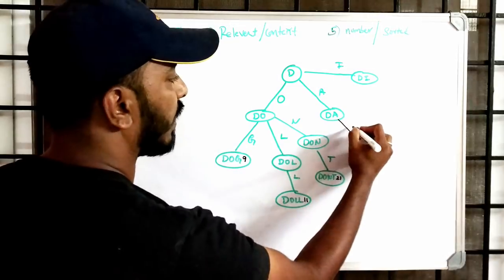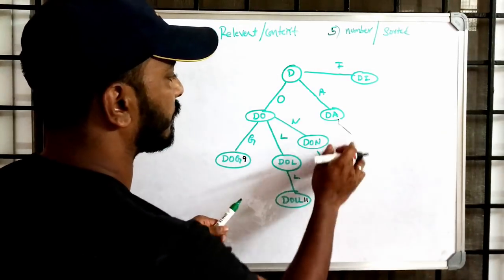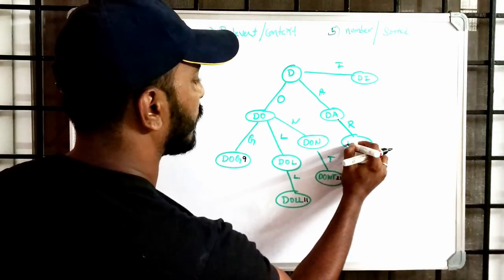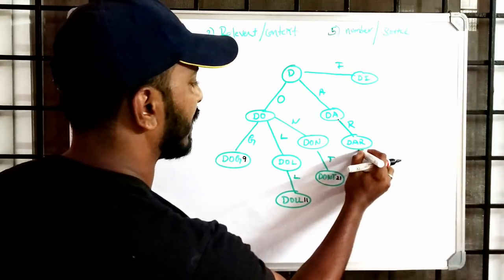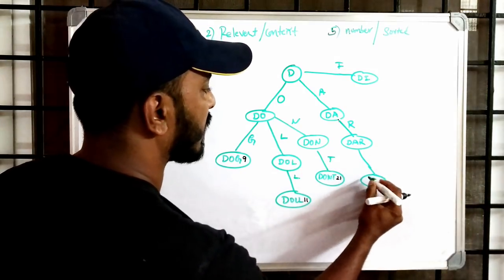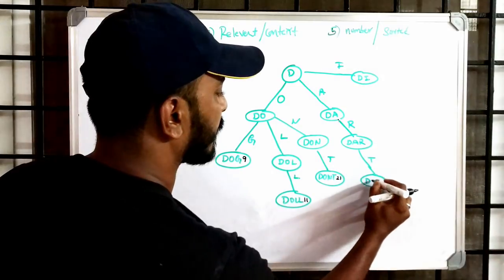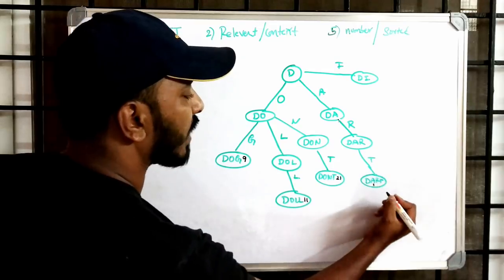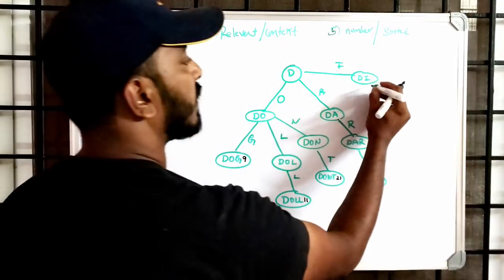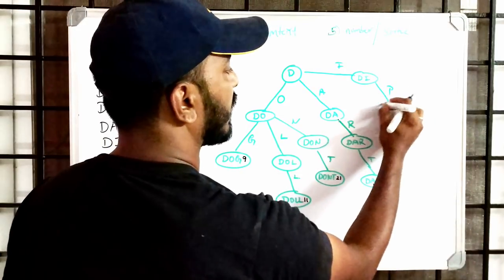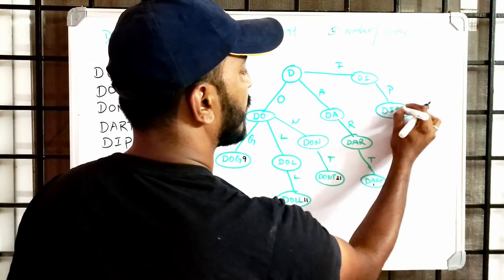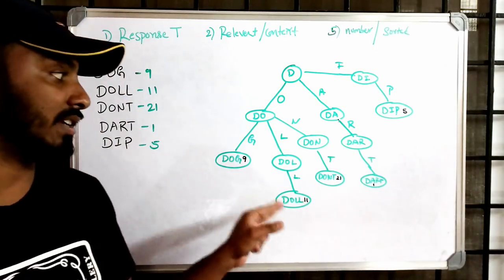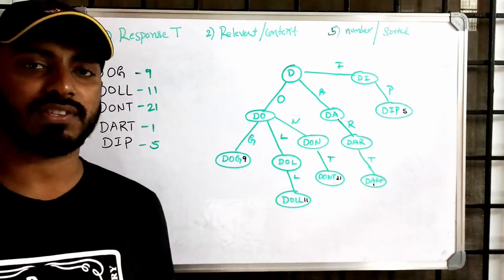Dart with R. Next letter, we get node D-A-R. This is not a valid prefix. We get next T. So this is a valid suggestion. So we get ranking 1. So with the dip, D-I, with the letter P, we get D-I-P. And that has a score 5. Now this is the data, Trie data structure, which can give you the suggestion.